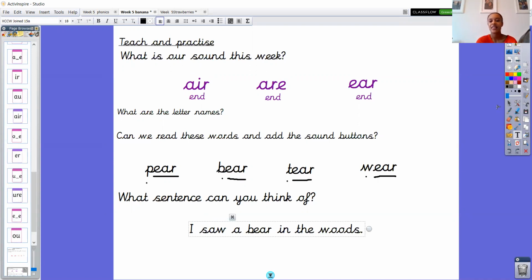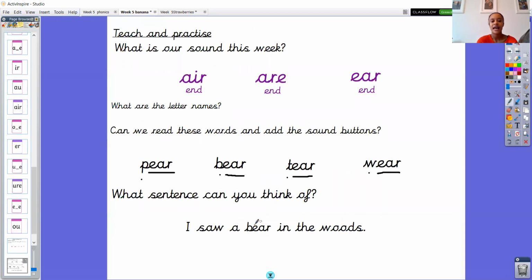That's my sentence. And I'm going to put the sound buttons on my word, which is bear. So I saw a bear in the woods. Okay, so please pause the video now to write your sentence.